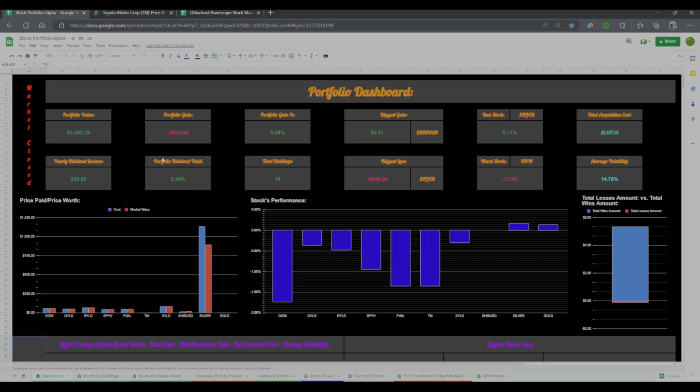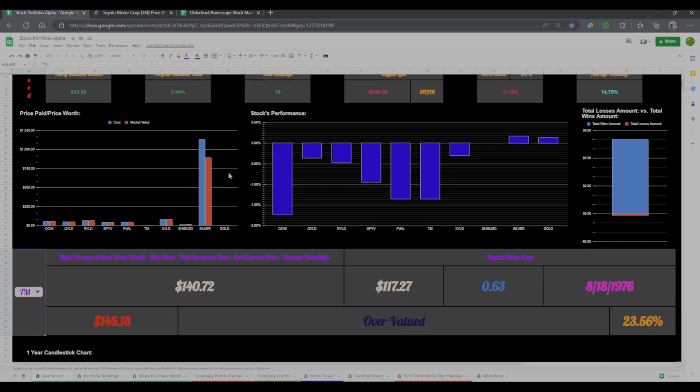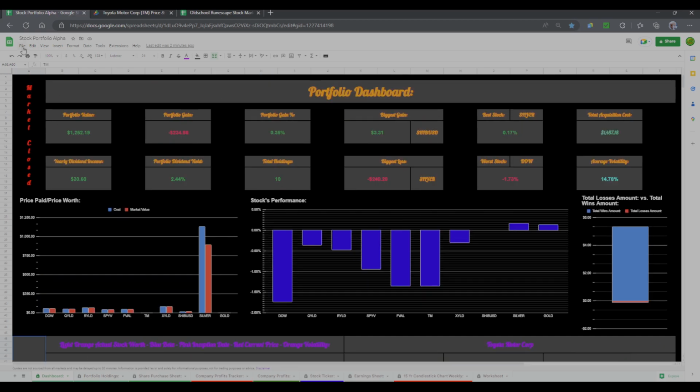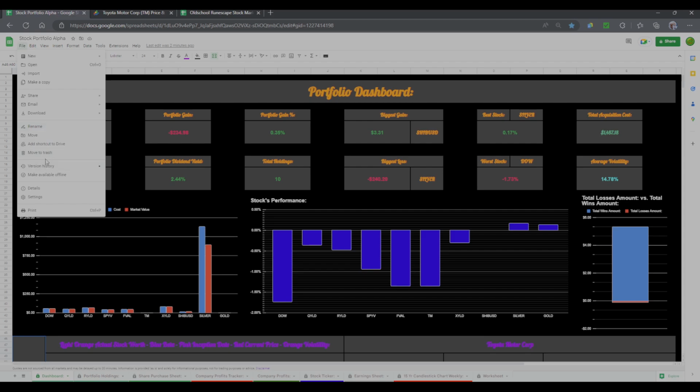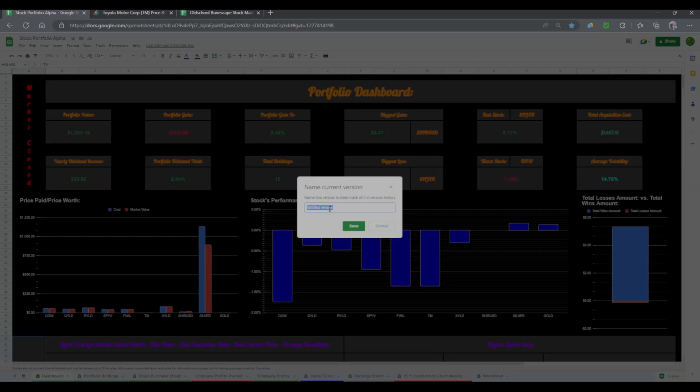So the updates that I did to my sheet, I probably spent a few hundred hours doing them. So, yeah, it's not perfect, but I am on probably maybe this version right here.